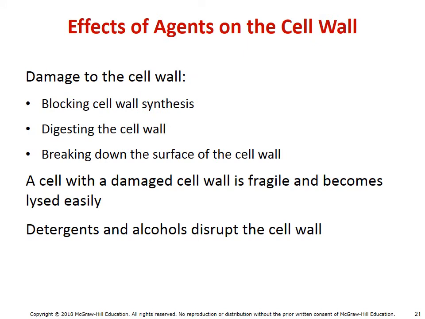So some of the ways that we damage the cell wall is block cell wall synthesis, or we can break down the cell wall that's already there. Or even just damaging the surface is often enough to allow for lysis and then ultimately the death of the cell.